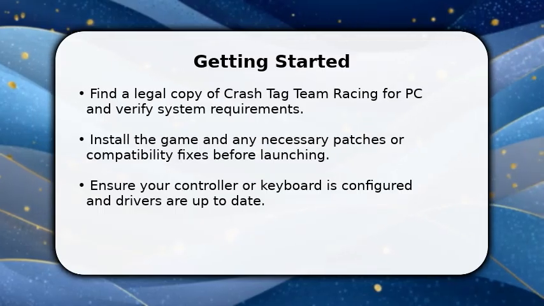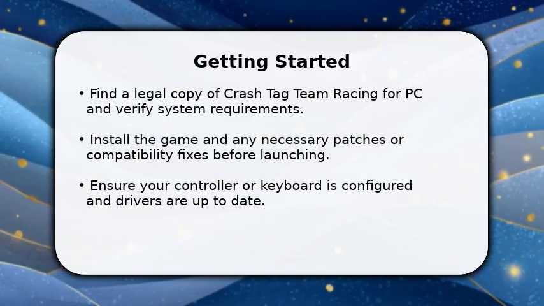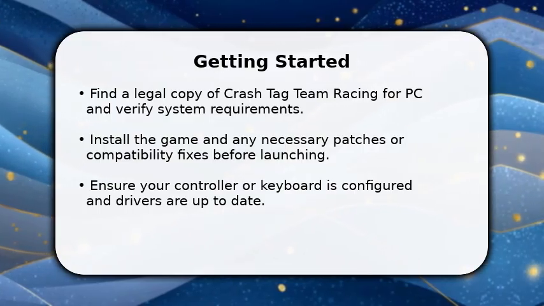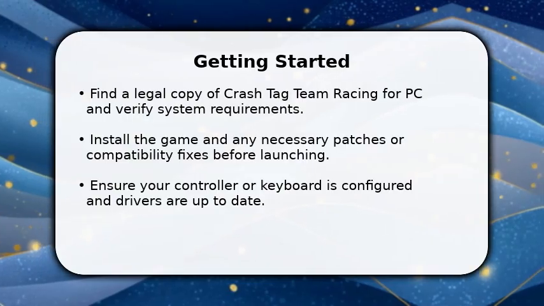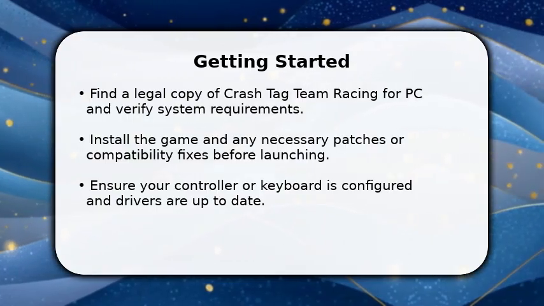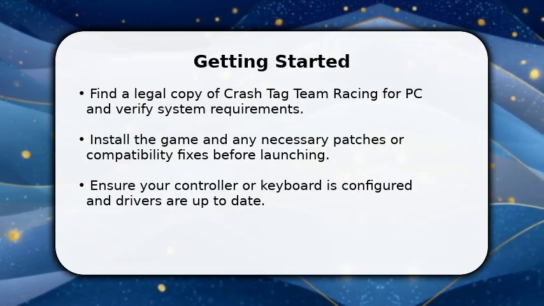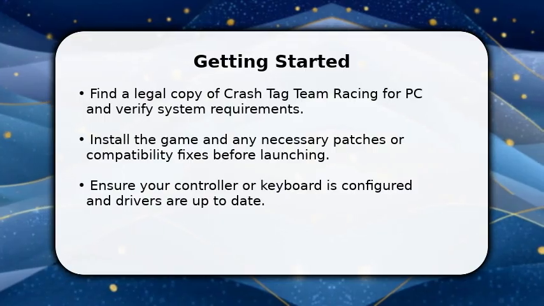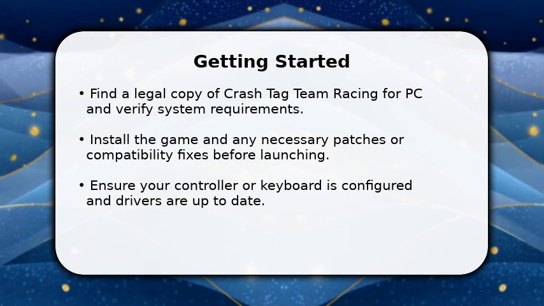In this video, I will show how to play Crash Tag Team Racing on PC. Begin by installing the game and applying required patches so it runs smoothly on modern systems. Check your PC meets minimum specs and update graphics drivers. Connect a controller if you prefer analog steering, then map controls for braking, acceleration, and tagging. Restart the game after changes and test a quick offline race to confirm everything behaves as expected.